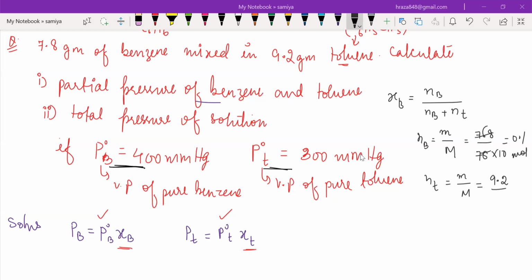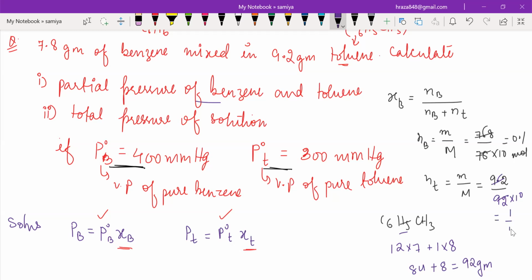No, it's wrong. It has the formula C7H8. Total carbon you can see is 7 carbons, so 12 into 7, plus 8 hydrogens, so 1 into 8. It will be 84 plus 8, that will have a value of 92 gram. So if you calculate it, it will also have a value of 1 by 10, that means 0.1 mole. Now just put in the values and you will get your answer.